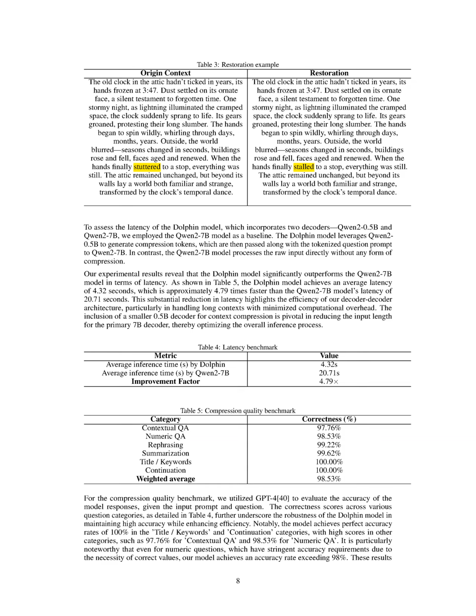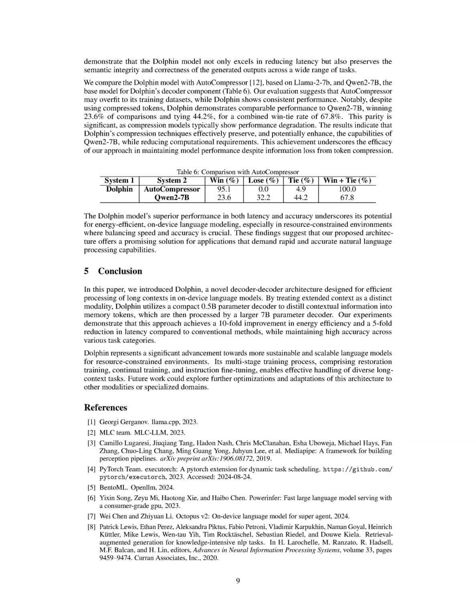Performance metrics included latency and accuracy, with the Dolphin model achieving an average latency of 4.32 seconds, approximately 4.79 times faster than the baseline Qwen 2-7B model, and maintaining high accuracy rates, such as 100% in title keywords and continuation categories, and over 98% in numeric QA. These results demonstrate that the Dolphin model effectively balances speed and accuracy, confirming its potential for energy-efficient, on-device language processing.